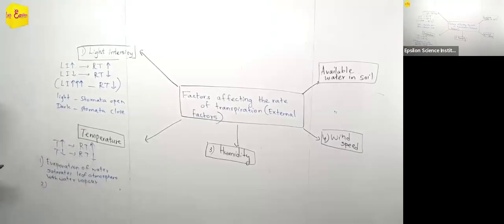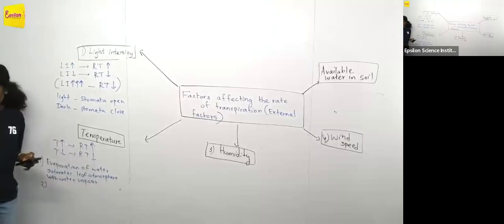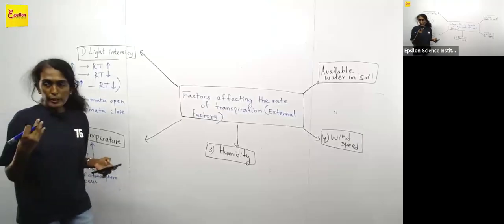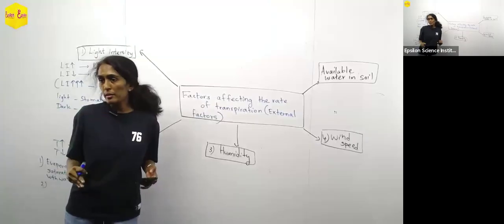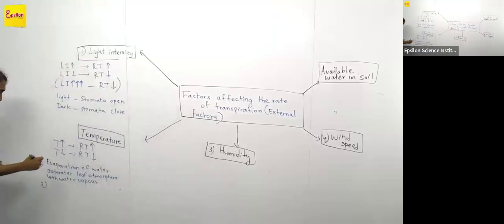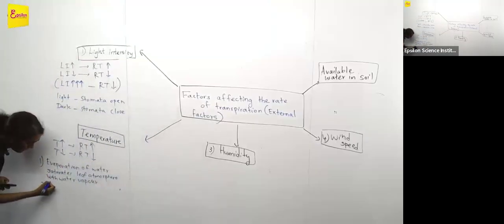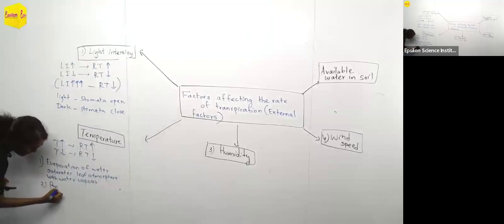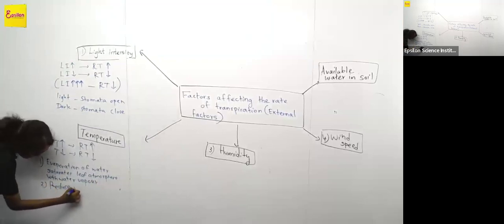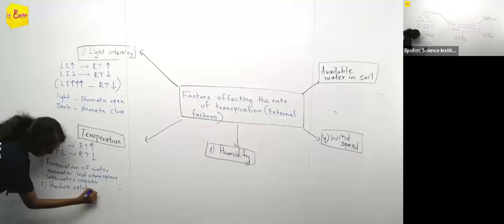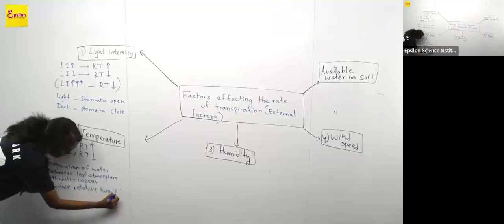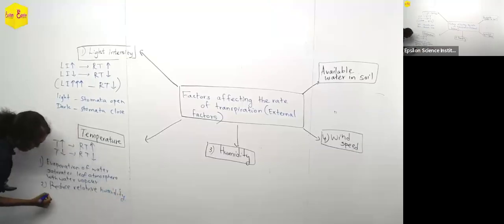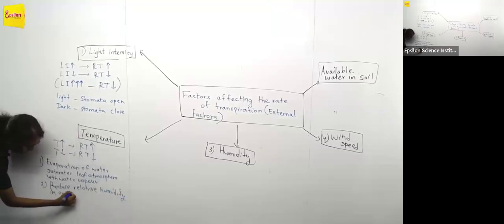Number two, what is number two? When the temperature is high, water will evaporate faster. It will reduce the relative humidity outside the air. So I'll write it in shortest form: reduce relative humidity in outside air.